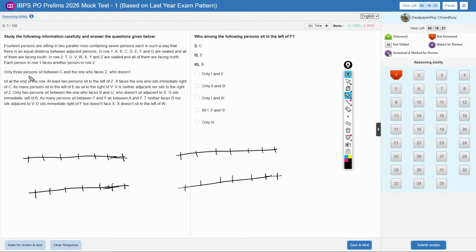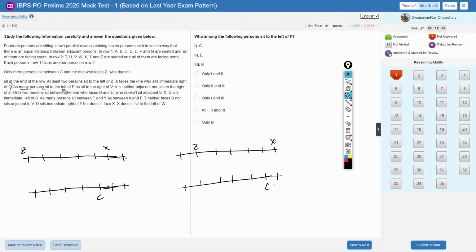Only 3 persons sit between C and the one who faces Z, who does not sit at the end of the row. X faces the one who sits immediate right of C. Only 3 persons sit between, so Z here, X here, C here.